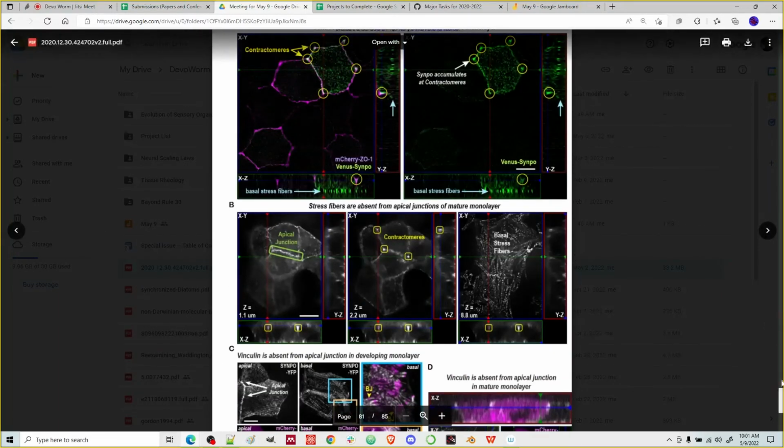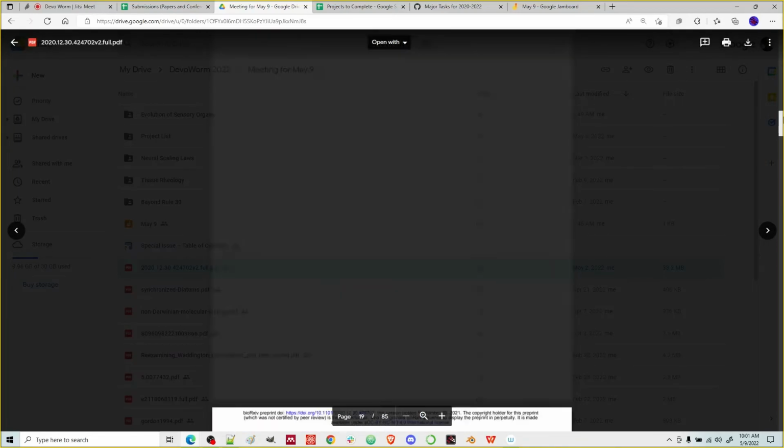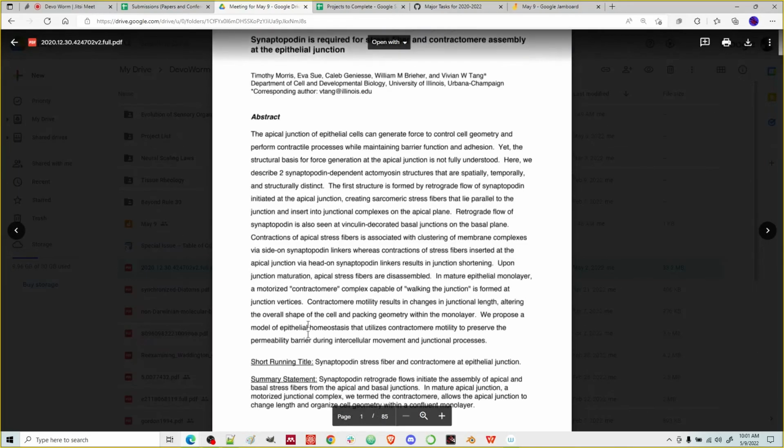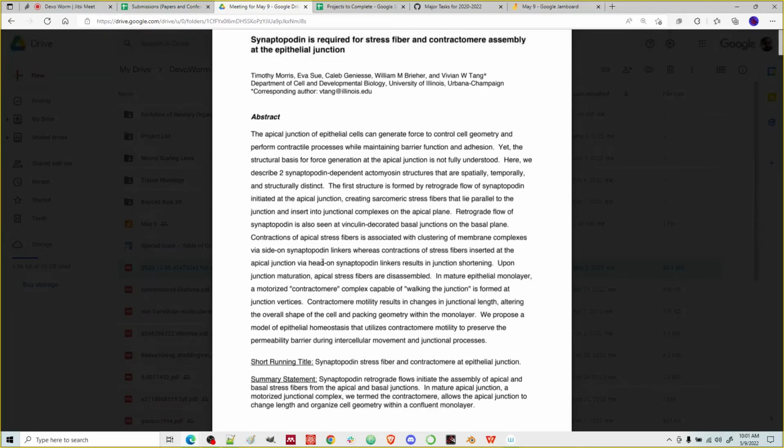So if we go back up to the abstract, their findings, that's what they mean by this first part. I just wanted to give people a visual understanding of it. So the contractions of apical stress fibers is associated with clustering of membrane complexes via side-on synaptopodin linkers. So that's what we were seeing. Whereas contractions of stress fibers inserted at the apical junction via head-on synaptopodin linkers results in junction shortening. So there are changes in the geometry due to the synaptopodin.